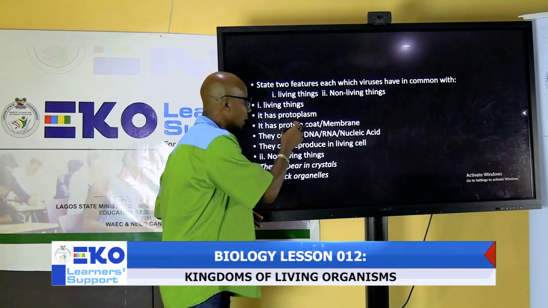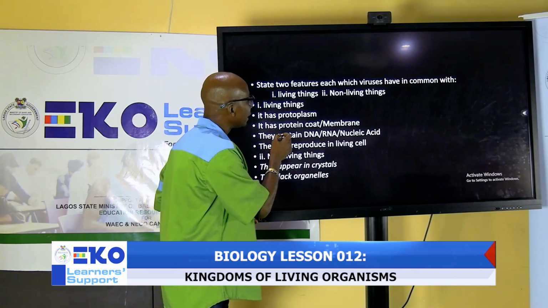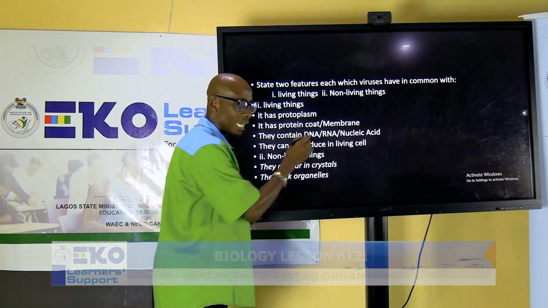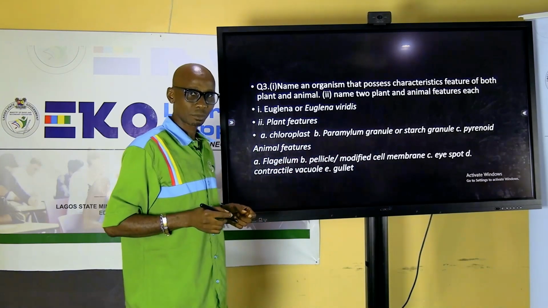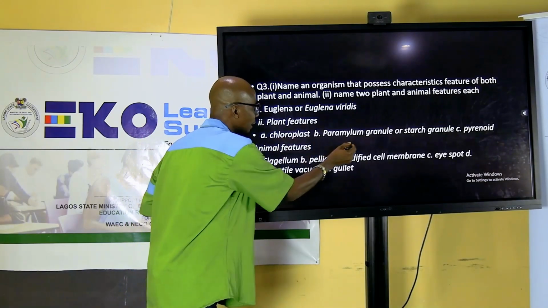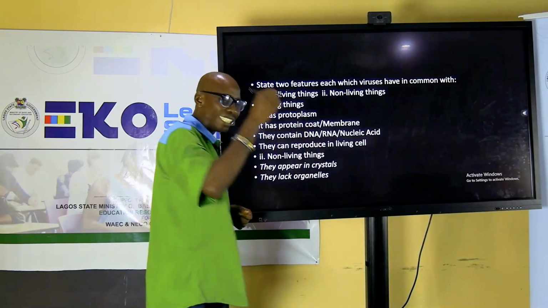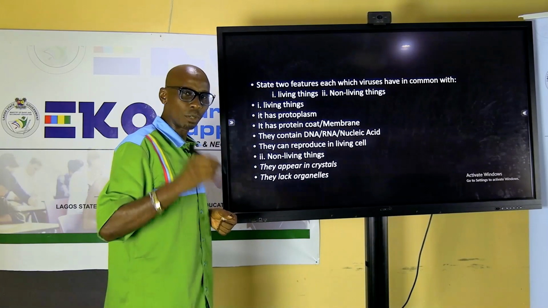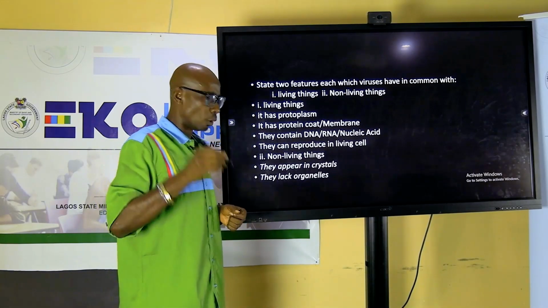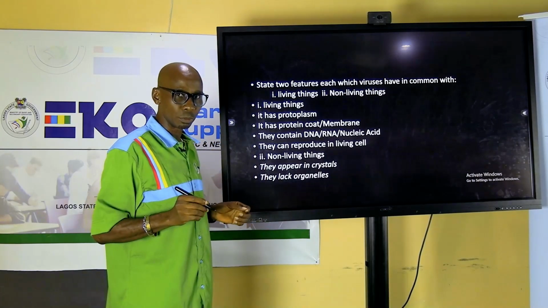It has a protein coat or cell membrane. It contains DNA or RNA or nucleic acid. Then it can reproduce in every living cell. Once inside the living cell, it can undergo the characteristics of reproduction. But outside the living system, it cannot reproduce.